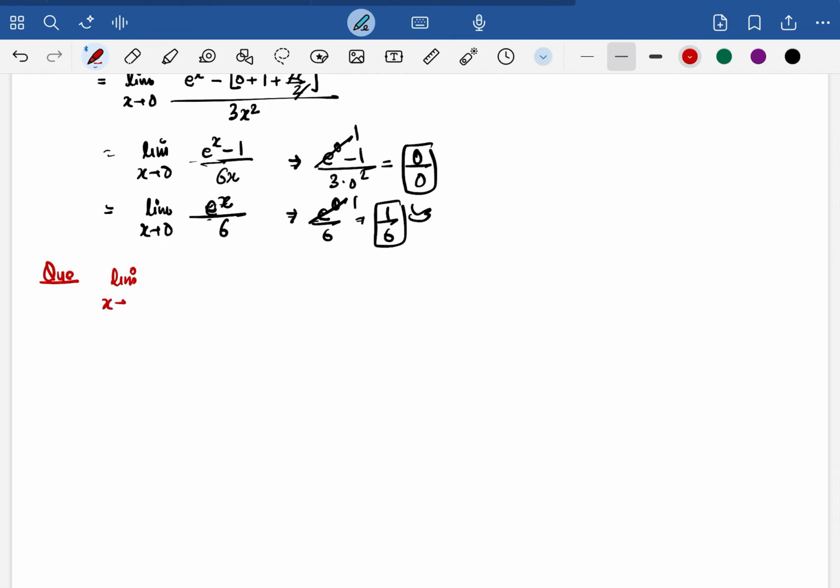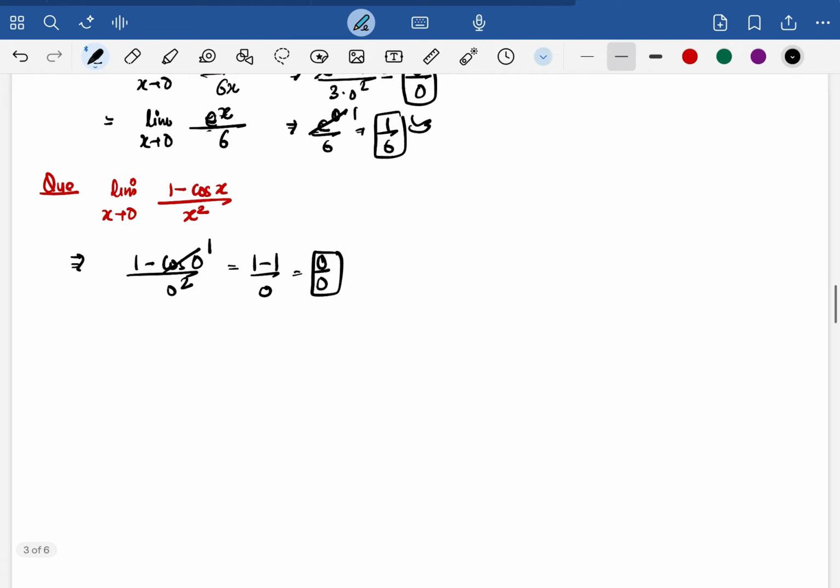Limit x tends to 0 and 1 minus cos x divided by x square. Okay, so let's put the values at 0. So 1 minus cos 0 divided by 0 square, and cos 0 is nothing but 1, so again 1 minus 1, this is 0, again this is taking the 0 by 0 form. Then what we'll do, we'll apply L'Hospital rule. So limit x tends to 0, 1 ka differentiation 0, cos x ka differentiation minus sin x, and this is 2x. So can we say limit x tends to 0, this is sin x by 2x.